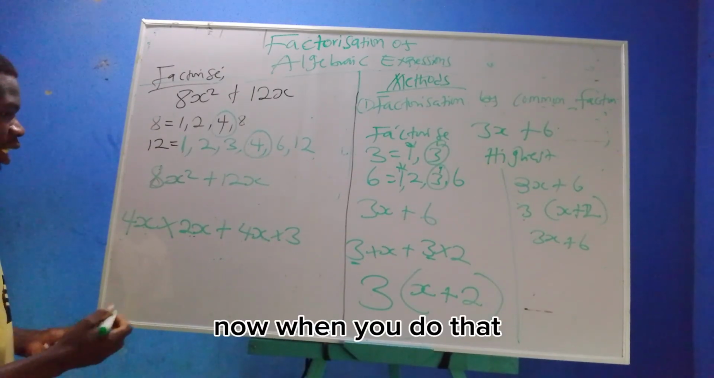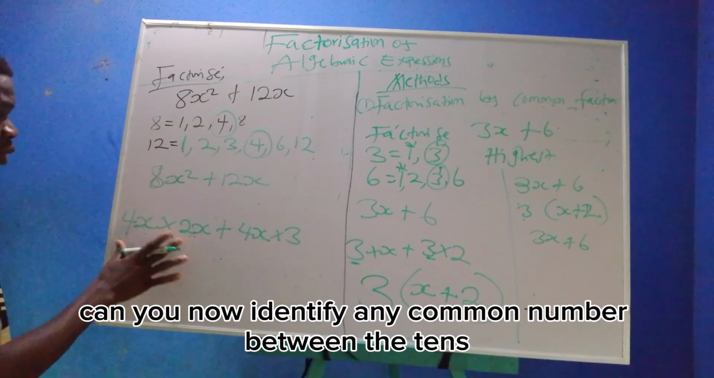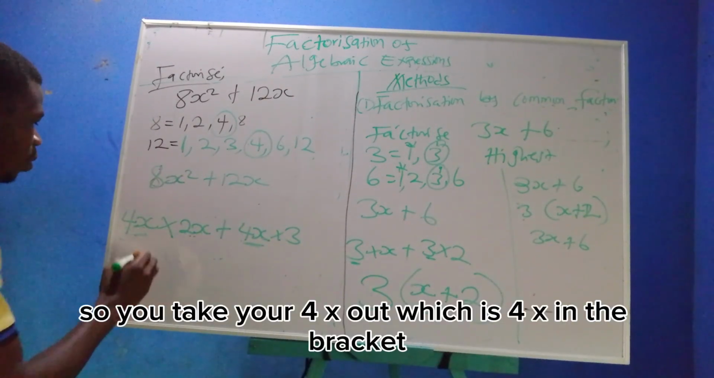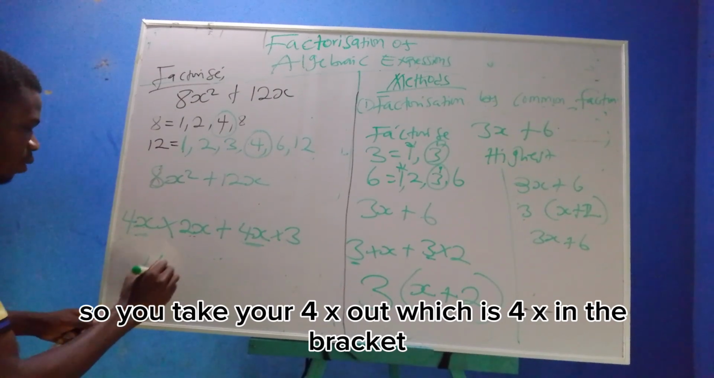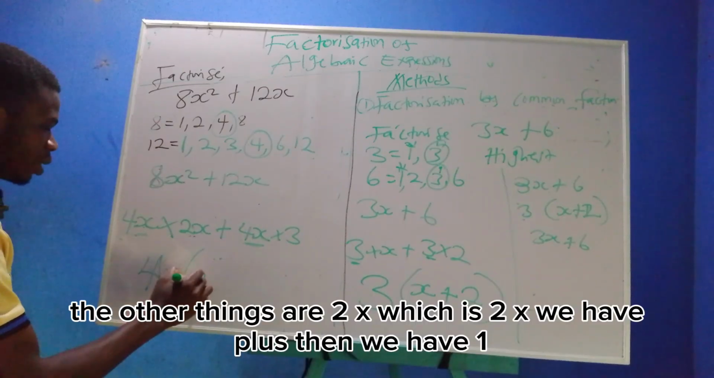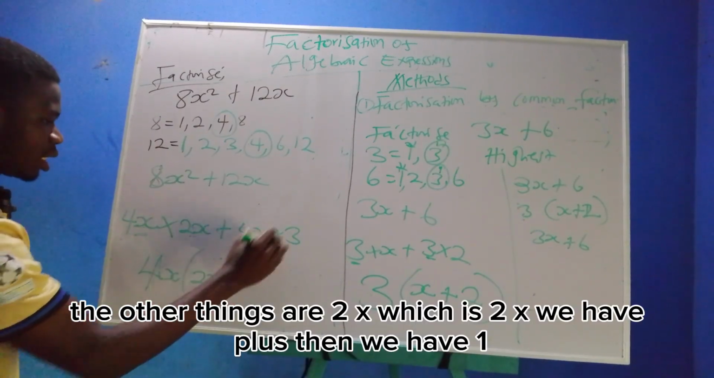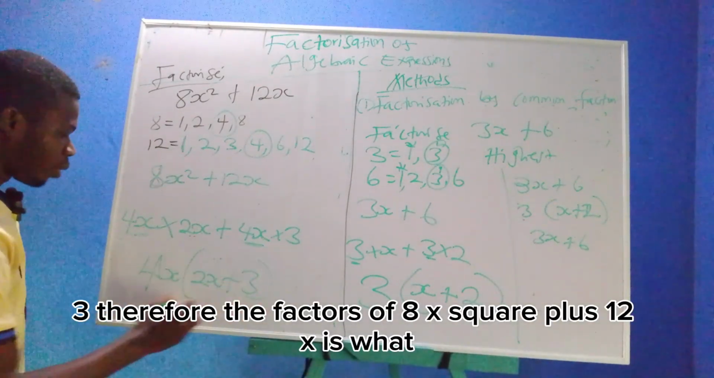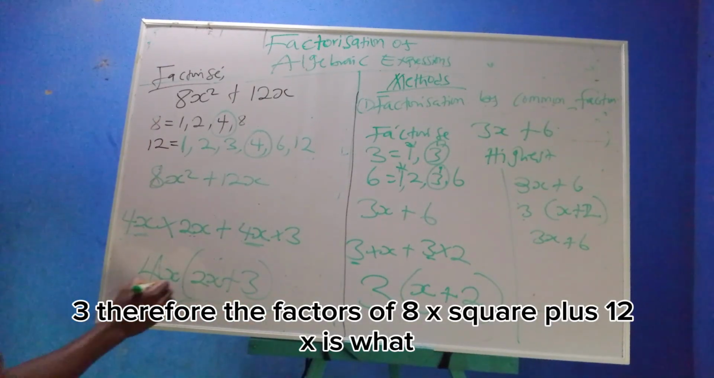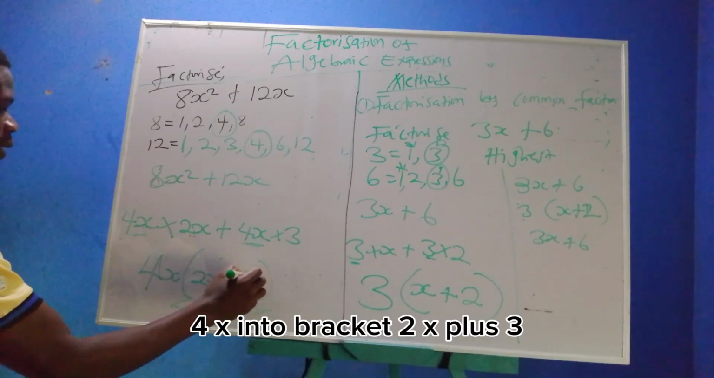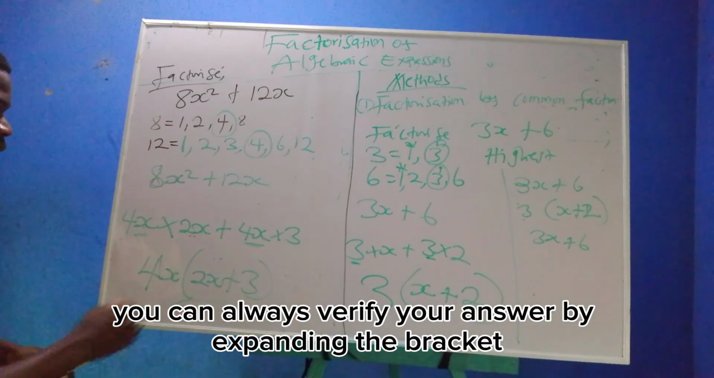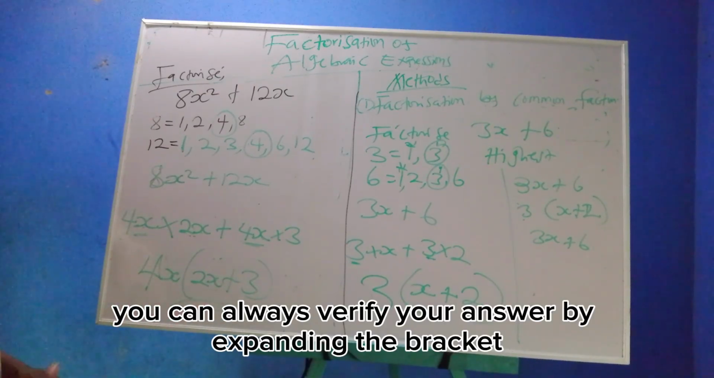Now, when you do that, can you now identify any common number between the terms? Yes, which is 4x and 4x. So you take your 4x out, which is 4x into bracket. The other terms are 2x plus 3. Therefore, the factors of 8x squared plus 12x is 4x into bracket 2x plus 3. And as I mentioned, you can always verify your answer by expanding the bracket.